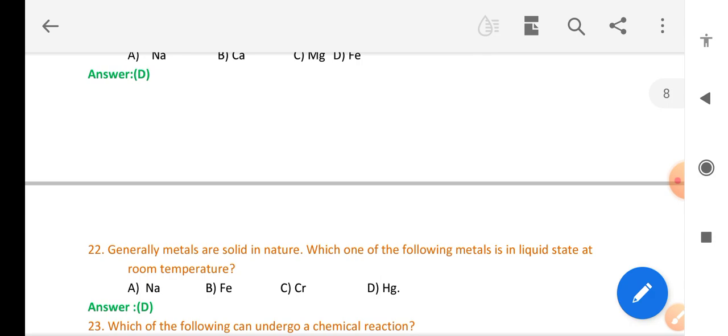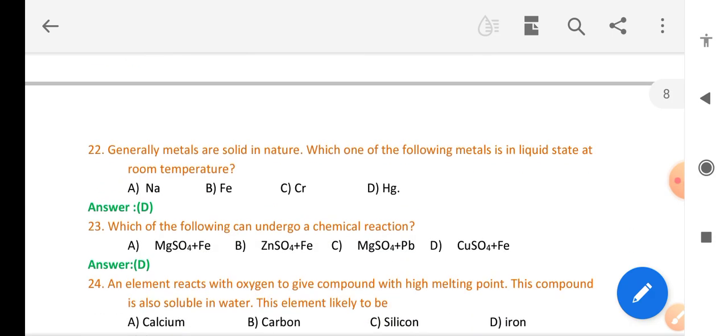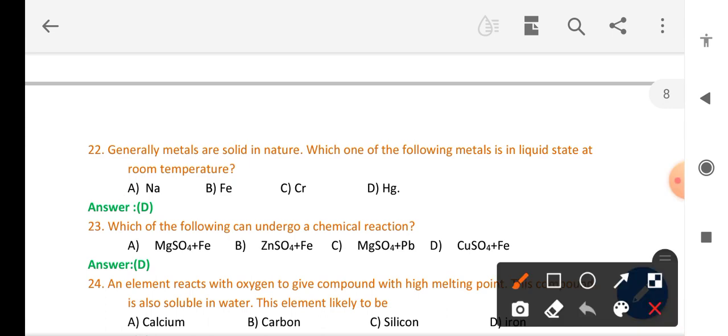Then, generally metals are solid in nature. Which one of the following metals is in a liquid state at room temperature? That is Hg. What is meant by Hg? It's mercury.